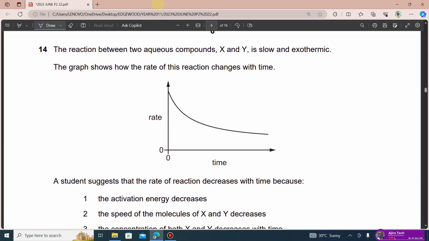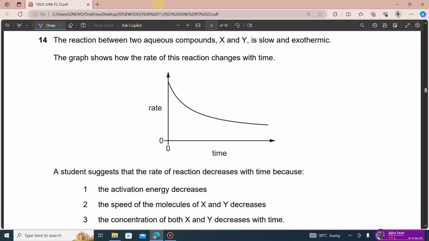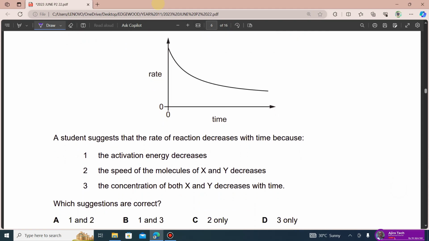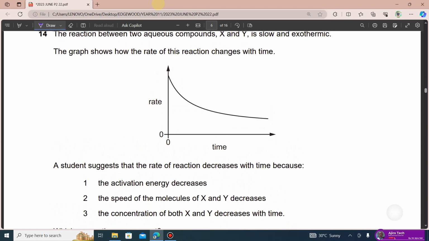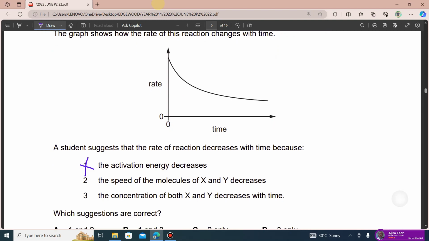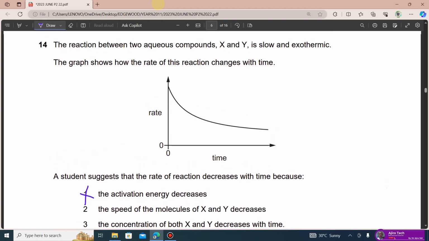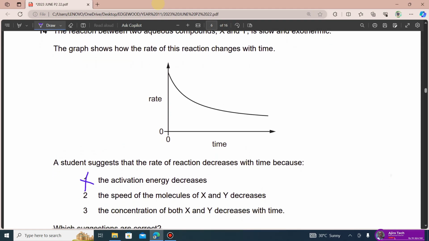Question 14, the reaction below between two aqueous compounds X and Y is slow and exothermic. The graph shows how the rate of this reaction changes with time. A student suggests that the rate of reaction decreases with time because the activation energy decreases. No. Okay, that is not it, because if the activation energy decreases, then the rate will be faster. The speed of the molecules of X and Y decreases. And that has to do with the temperature anyway.